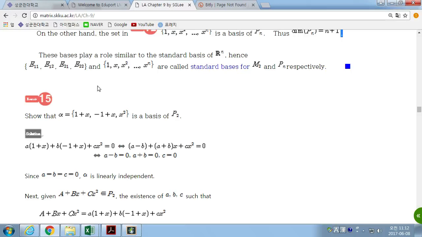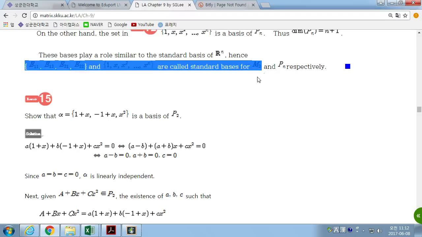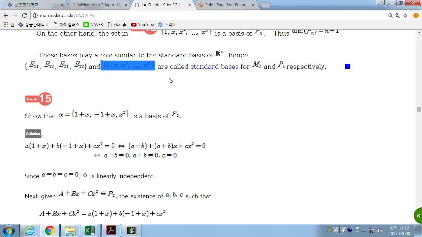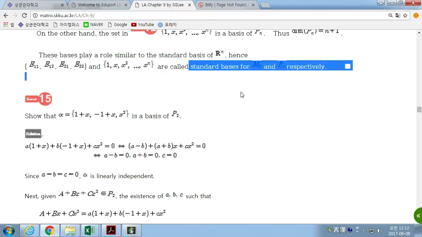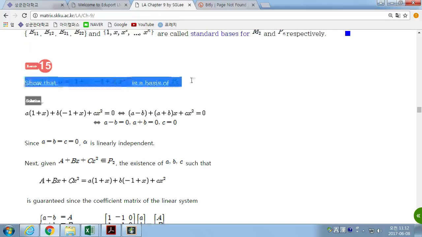And as you see here, we can consider these Eij's as a standard basis for M2, and we can consider this 1 through x to the n as a standard basis for Pn, respectively. So for each vector space, we can think about a very basic standard basis, which was the Ei's in Rn. Each vector space has a standard basis, which can be easily dealt with. Next example.